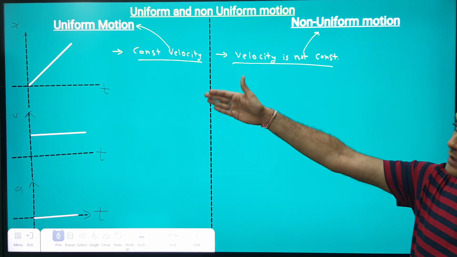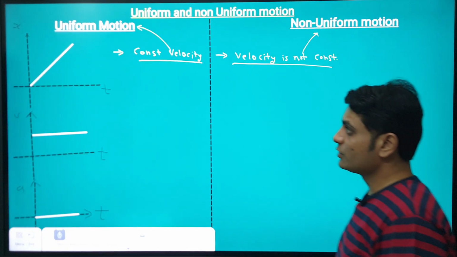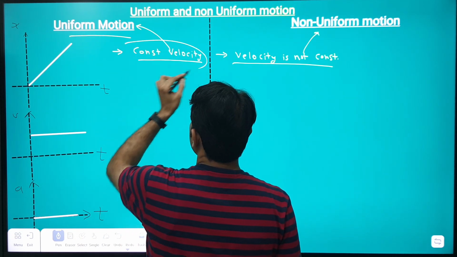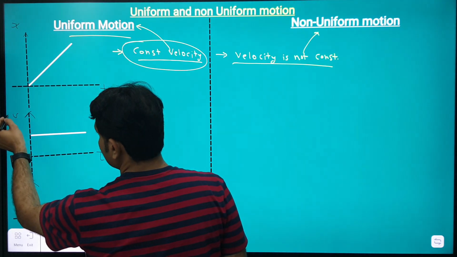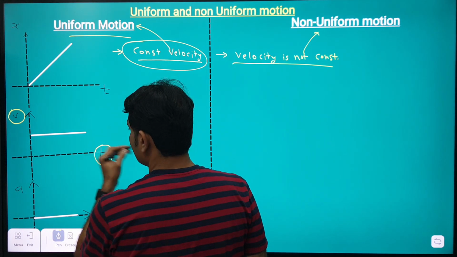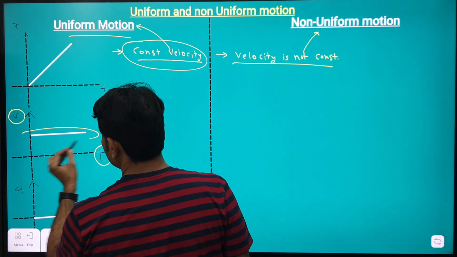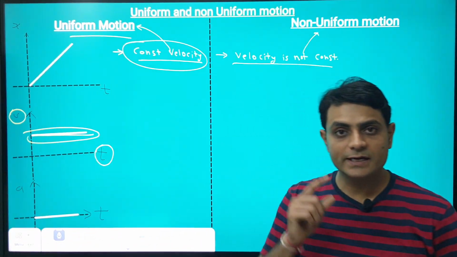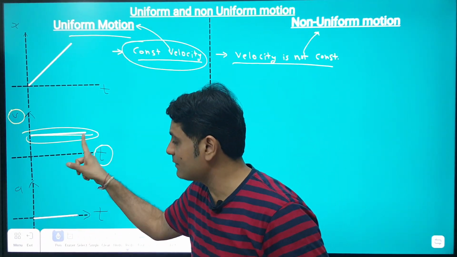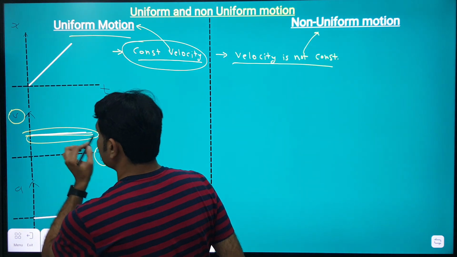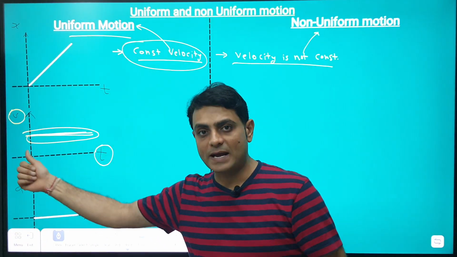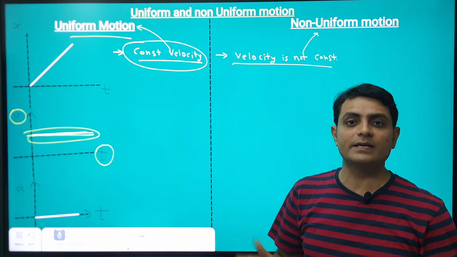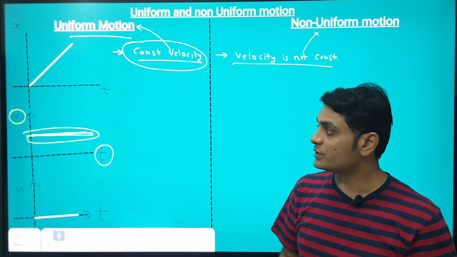Now, the important thing is the graph. If you see the graph of uniform motion in which velocity is constant, this is v, this is t. If velocity is constant, then the graph will be like this. It is a straight line graph parallel to the time axis. It proves that even if the time changes, velocity is not changing. So if the graph of v versus t is parallel to the time axis, then it is a kind of uniform velocity.